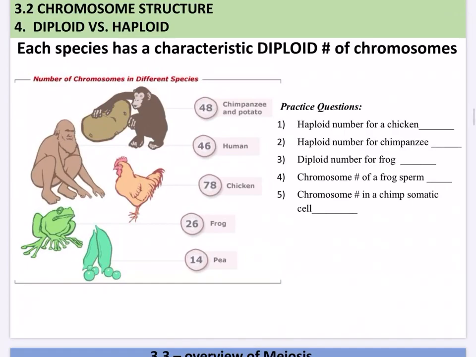So the haploid number for a chicken should be half of that 78 we see there, so it should be 39. The haploid number for a chimpanzee would be half that 48, which is 24. The diploid number for a frog has the full amount of chromosomes, so that 26 is the correct answer for number 3. The chromosome number for a frog sperm, though, remember sperm are gametes, they're haploid cells, so it would actually be 13 for the frog sperm. And then a chimpanzee somatic cell is a body cell, so it's not a haploid cell, it's a diploid cell. So that would be 48 for the chimpanzee somatic cell.